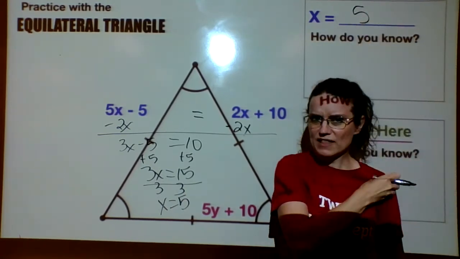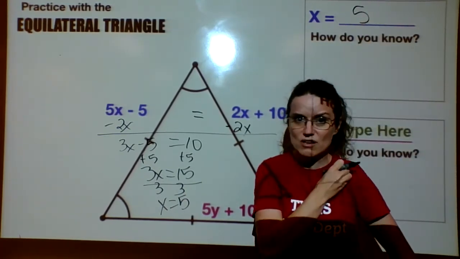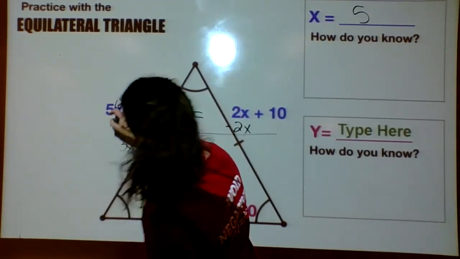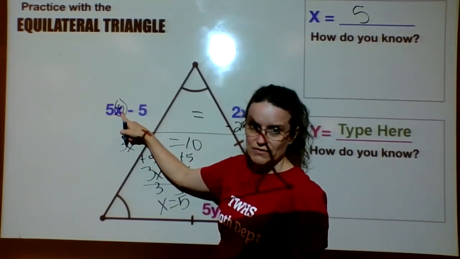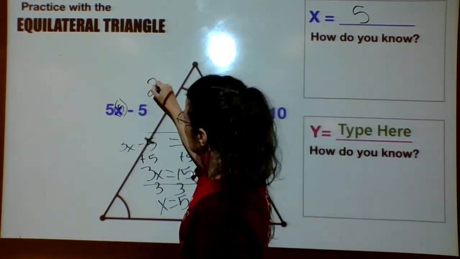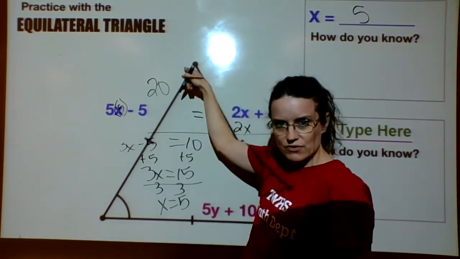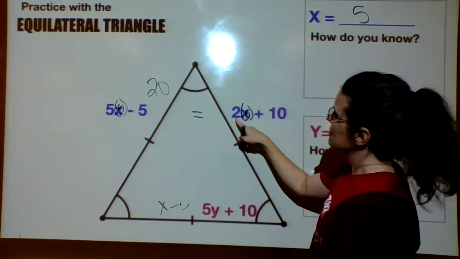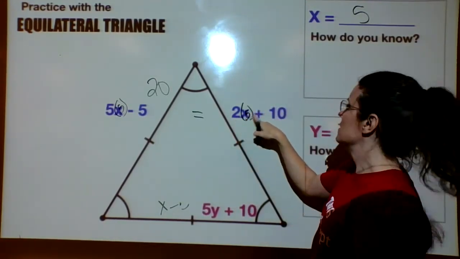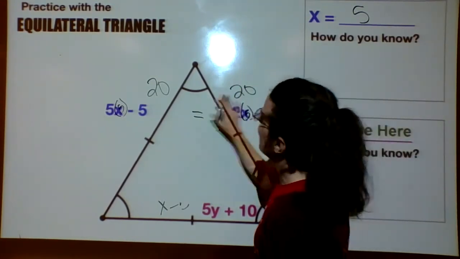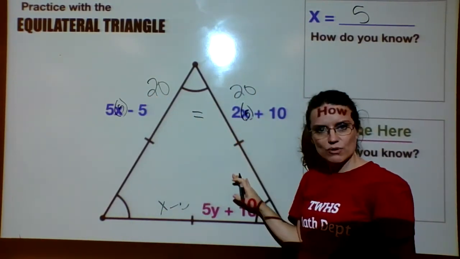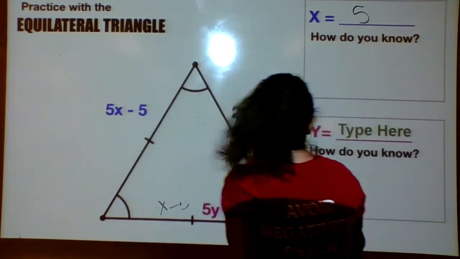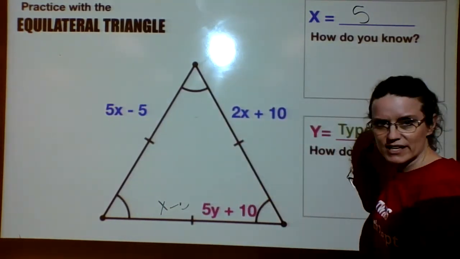Now let's just double check that to make sure we didn't mess anything up, because you just know that's going to happen. So if I put that in here, 5 times 5 is 25. Take away the 5, gives me 20 for this side of the triangle. If I put in the 5 here, 2 times 5 is 10, plus 10 is 20. Aha, my sides are congruent just like they were supposed to be. Aw, it worked.